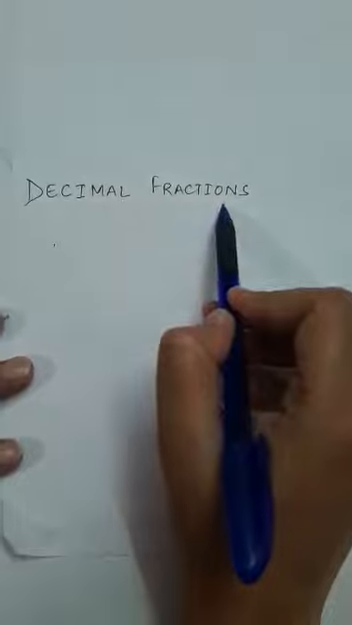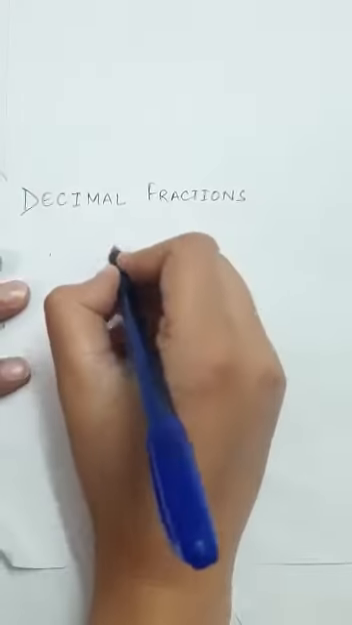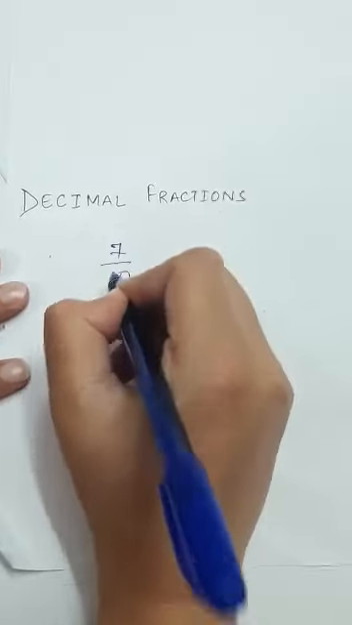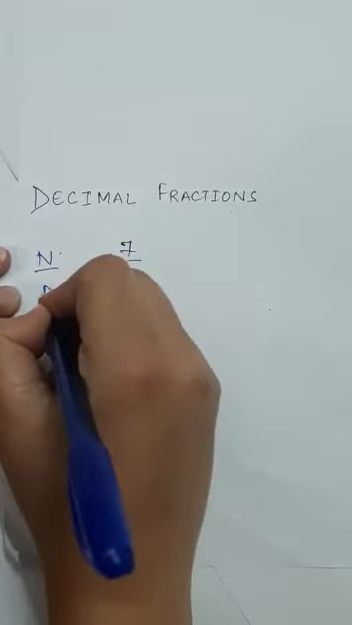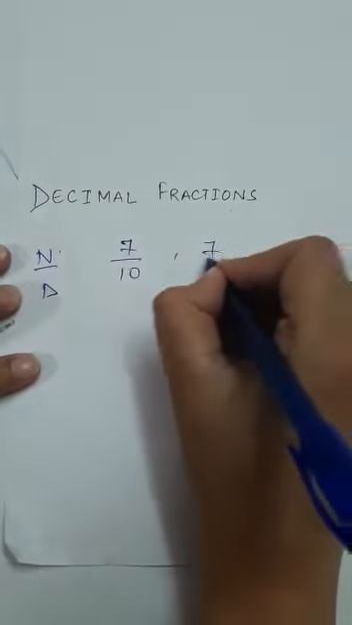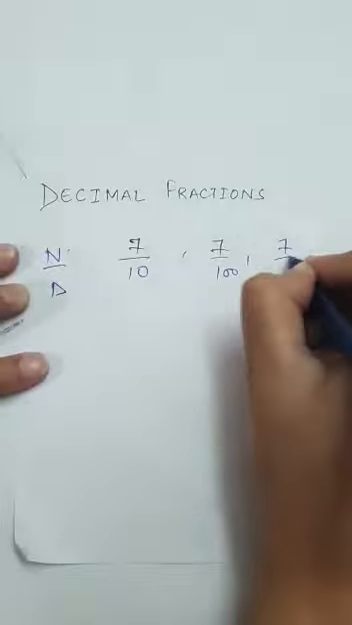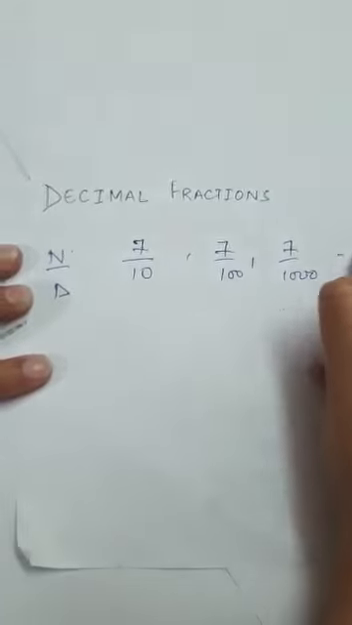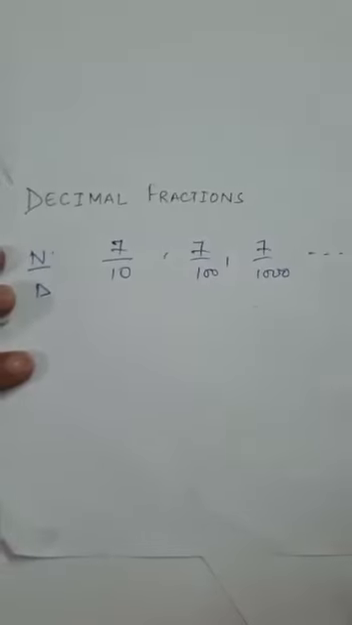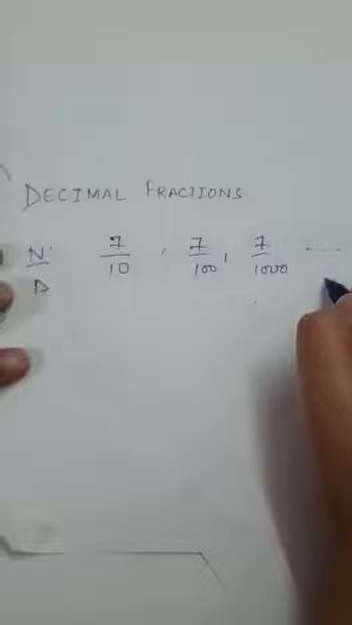Decimal fractions. The fractions which have their denominator as 10, 100, 1000 and so on are known as decimal fractions.